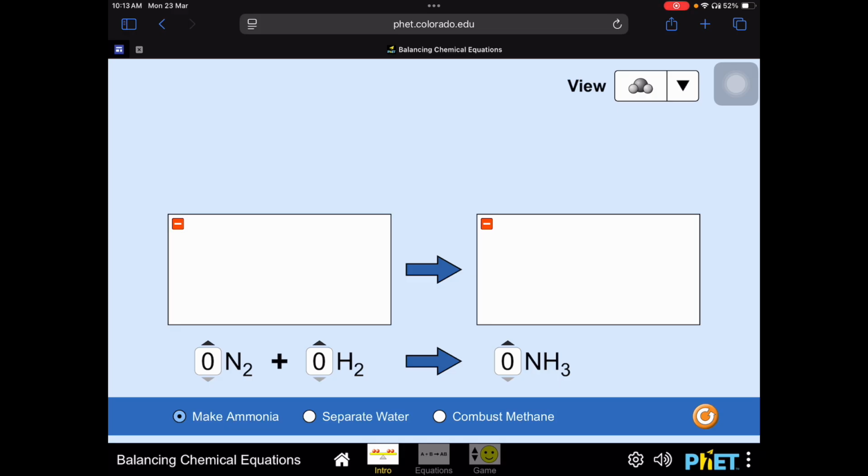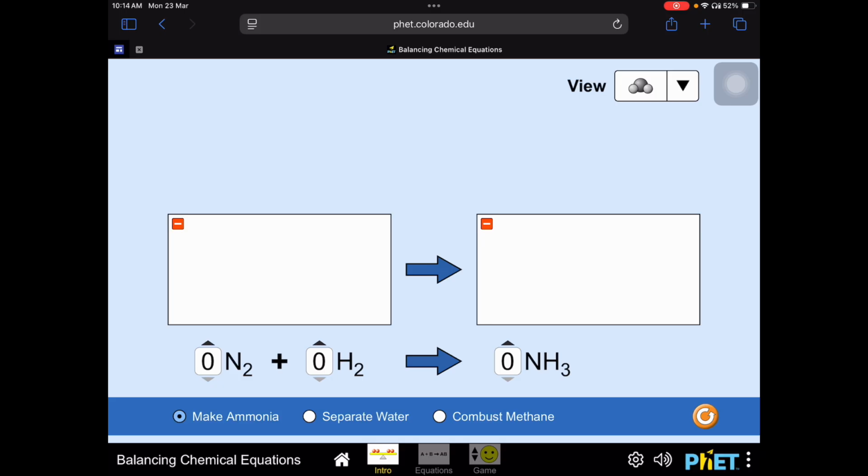Now, how does intro look like? You should see this equation here. In total, there should be 3 options at the bottom: making ammonia, separating water, combusting methane, right? Each of these represents a type of chemical equation. And on the top right-hand corner, you should be able to change the view in terms of what you're looking at. But for simplicity, all of us are going to choose the one with the 3 circles. This will show us the model to count.